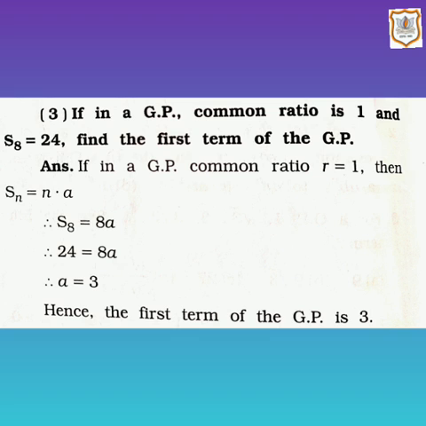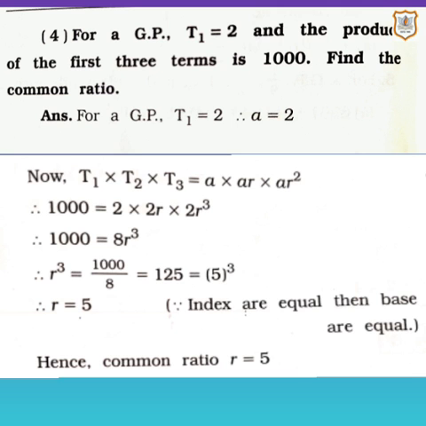Let's continue with the fourth sum. Let's read sum 4. For a GP, T1 is equal to 2 and the product of the first three terms is 1000. Find the common ratio. T1 is equal to 2. T1 means the first term, that means A. So A is 2.